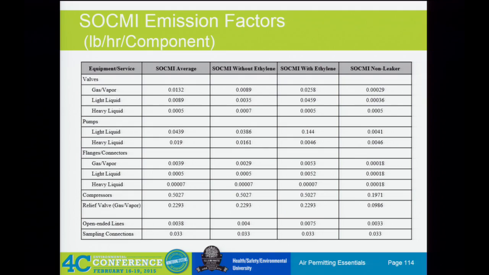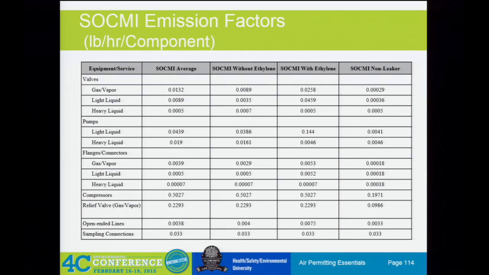So if that unit is in SOCMI without ethylene service, look at the guidance document to see the distinction. I think this is less than 20% ethylene. This is less than 11. This is greater than 80, 85. Yeah, I don't remember. There's a guidance document that precedes these that tells you which one to use.